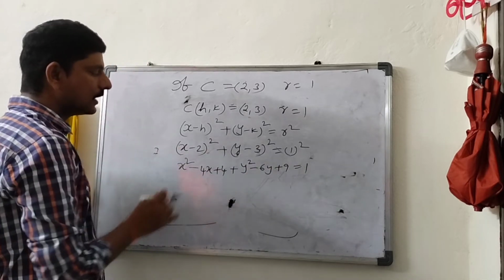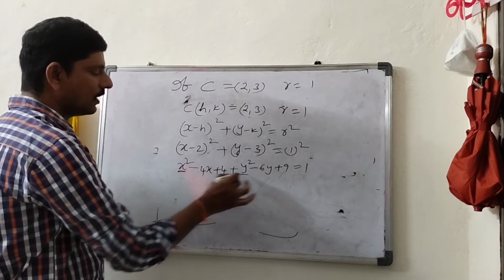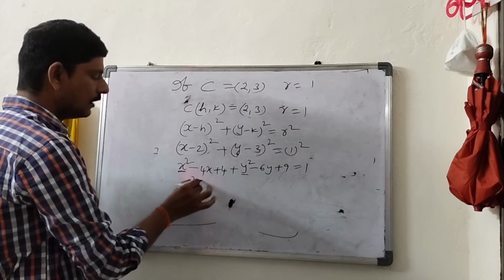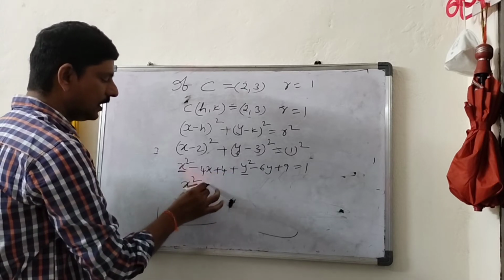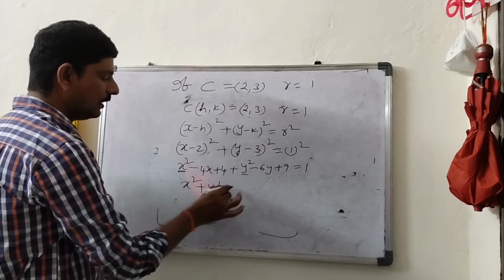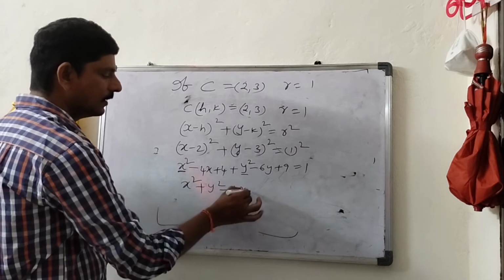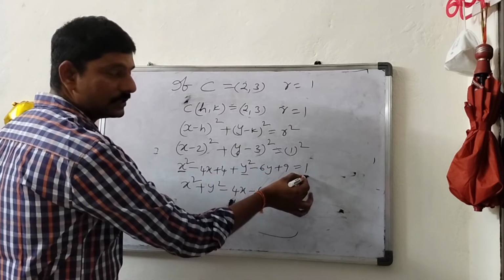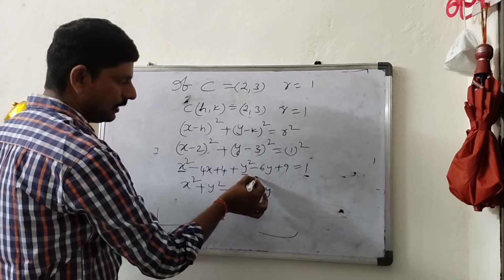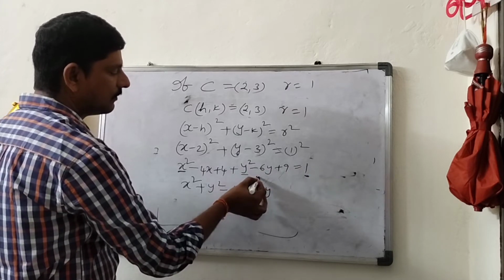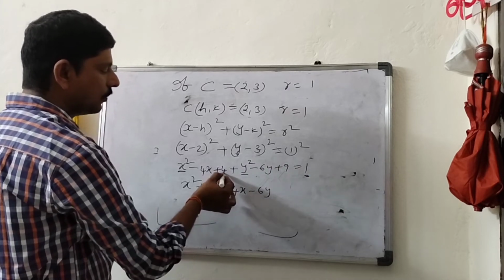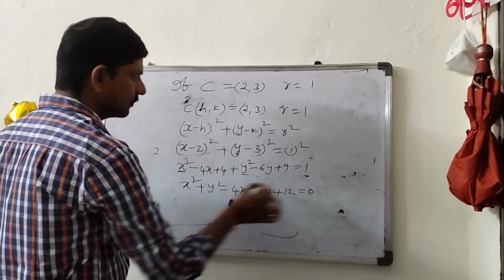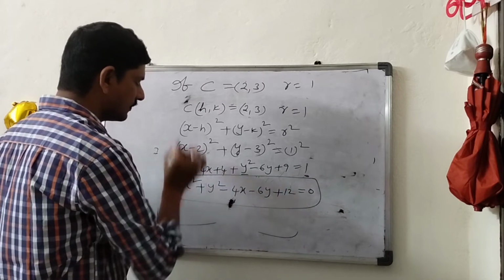Now we have to rearrange the terms. So we have to write x square, y square, and then x term, and then y term, and then constant terms. So here only one x square term is there: x square plus y square. Only one x term: minus 4x. Minus 6y. 9 plus 4, 13. 13 minus 1. Here 1 is there, so we can take this 1 to the left side. If we take 1 to the left side, minus 1. So 9 plus 4, 13. 13 minus 1 is 12. That is equal to 0. So which is the required equation of the circle.